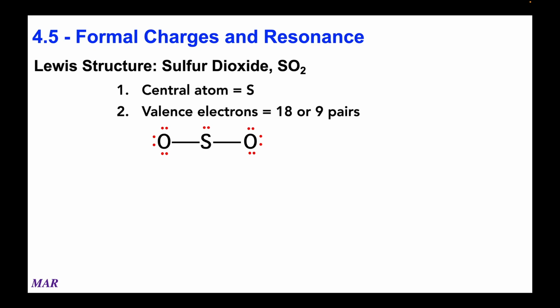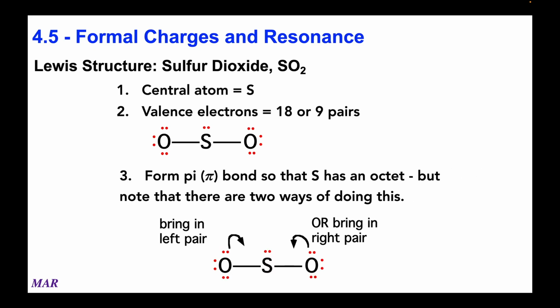You could take an electron pair from the left oxygen to make a double bond, but you could also take one from the right to make a double bond. Either way is fine. So the question is here, which way is better? Is it better to take one from the left? Is it better to take one from the right and make a double bond?